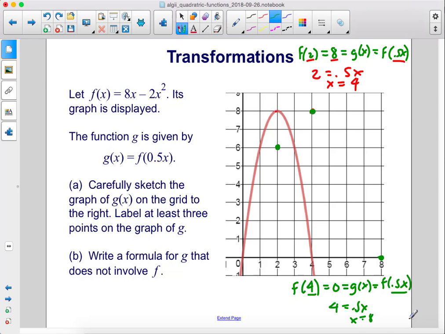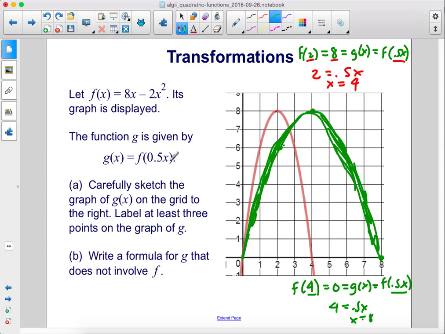Therefore, x equals 8. So now we have our new graph that looks something like this. I'm not very good at drawing parabolas, but there we go. That's better. Okay. B, write a formula for g that does not involve f.